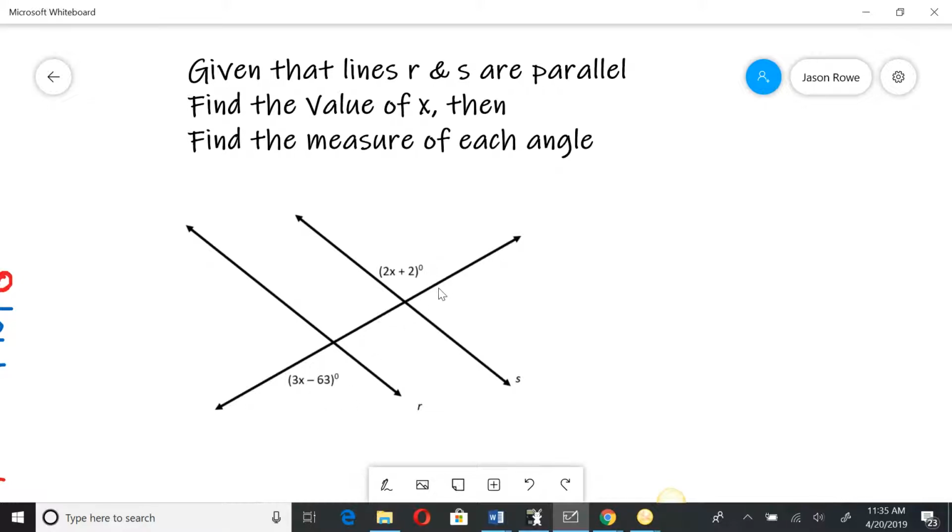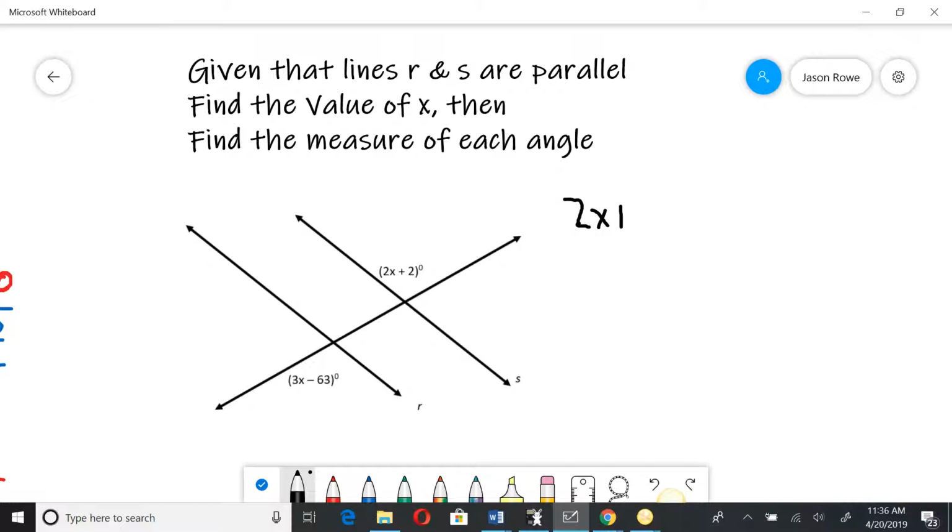But these are on the opposite sides of the transversal. One's on the top side of the transversal, one's on the bottom side. So that makes these alternate exterior angles. And the rule for alternate exterior angles is that they are congruent. So we know that 2x plus 2 has to equal 3x minus 63.